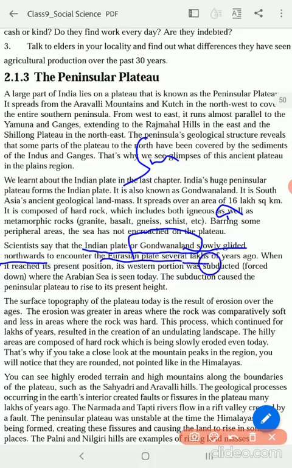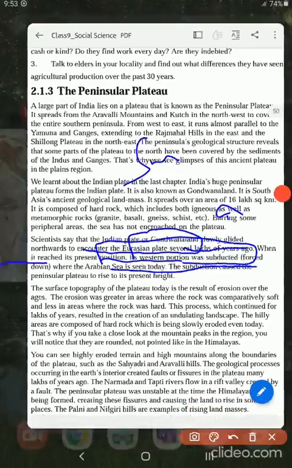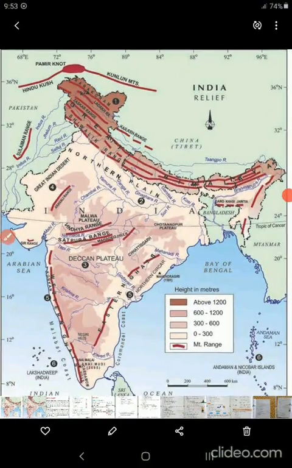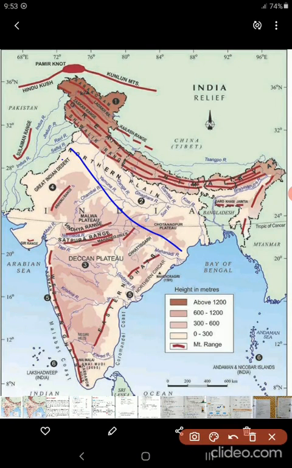So this process took place for several lakhs of years. Now what happened? Now we have the birth of the Himalayas. Slowly it is taking place, and then something happens here, in this part. As this plate was moving towards it, something happens here.